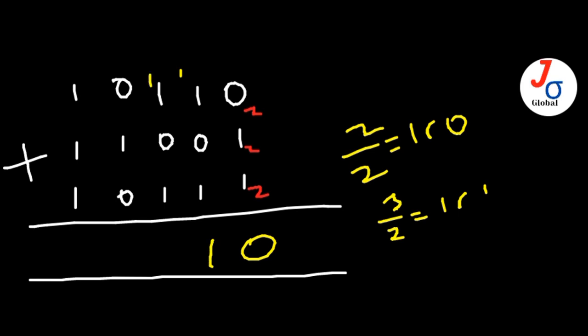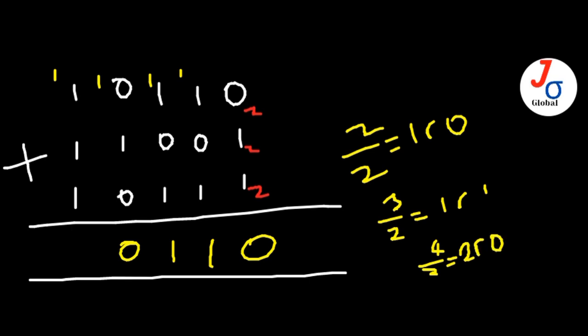So 1 plus 1 plus 1 is still 3. 3 divided by 2 is 1 remainder 1. So you have 1, then carry up 1. So 1 plus 0 is 1, plus 1 is 2. So 2 divided by 2, you have 1 remainder 0. I'm going to write down the remainder, then carry 1. 1 plus 1 plus 1 plus 1, that's 4 basically. And so that's 4 divided by 2, and that's 2 remainder 0.